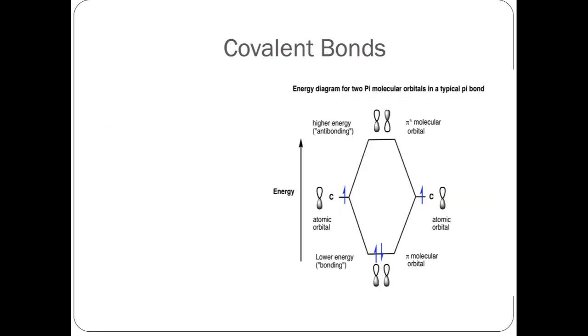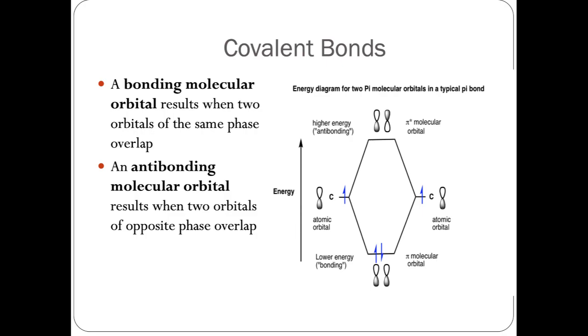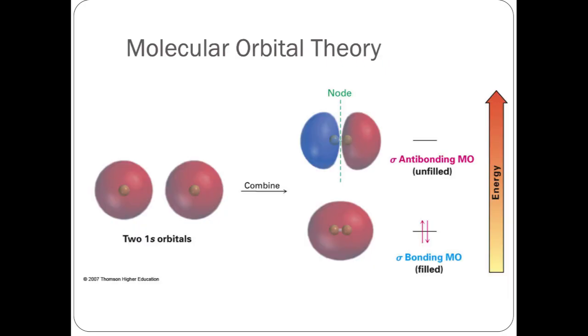Covalent bonds. A bonding molecular orbital results when two orbitals of the same phase overlap. An antibonding molecular orbital results when two orbitals of opposite phase overlap. Molecular orbitals in the hydrogen molecule. Two 1s orbitals combine together to form one sigma antibonding MO, and one sigma bonding MO, which is filled with 2 electrons.